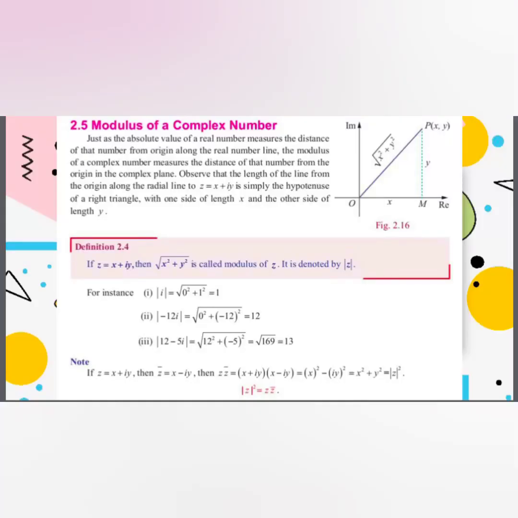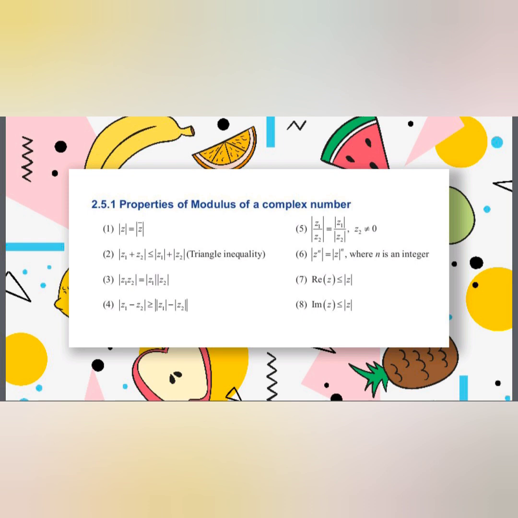First, modulus of a complex number. Hope you all remember how to calculate the hypotenuse of a right angle triangle. A similar method only. If z is equal to x plus iy, then root of x square plus y square is called modulus of z and it is denoted by mod z. We have a note also. Modulus of z square can be written as z into z bar. It is a very important property and we'll be using it in sums also.